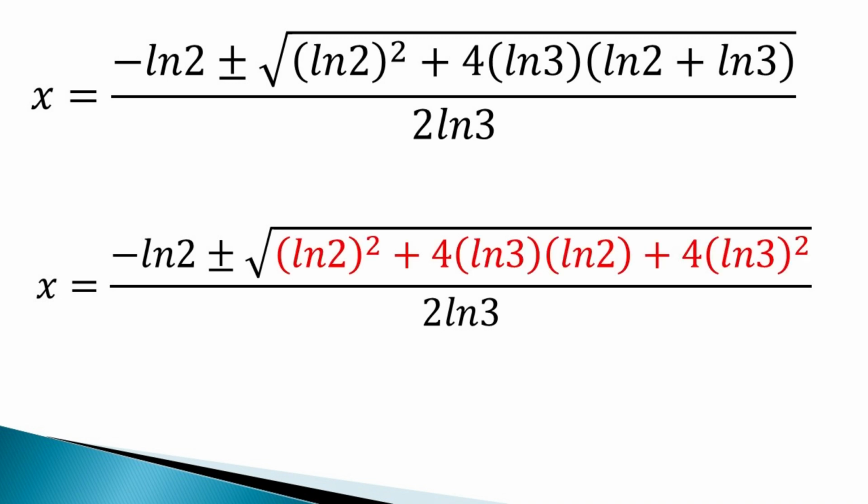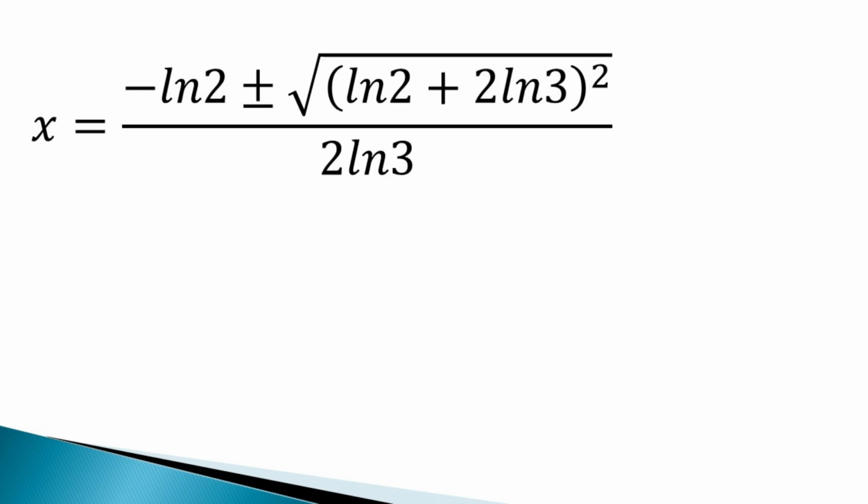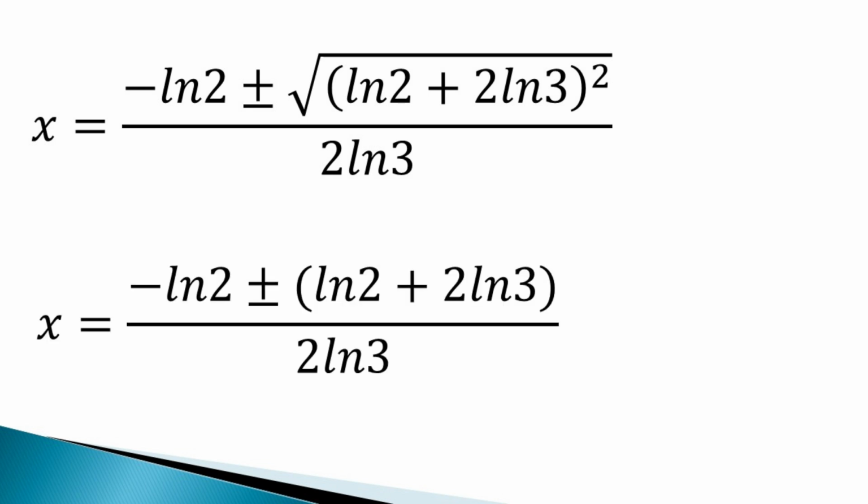All the terms in under root can be expressed as ln 2 plus 2 ln 3 whole square. So we replace all the terms in the square root as ln 2 plus 2 ln 3 whole square. That makes the value of x equal to minus ln 2 plus minus under root ln 2 plus 2 ln 3 whole square divided by 2 ln 3. Square sign removes the square root sign, and the expression becomes x is equal to minus ln 2 plus minus ln 2 plus 2 ln 3 divided by 2 ln 3.